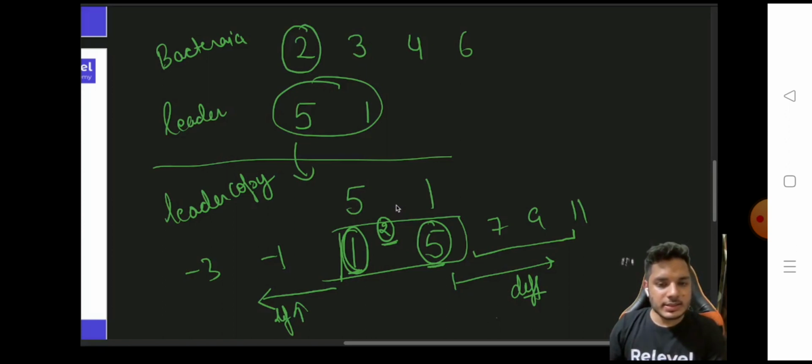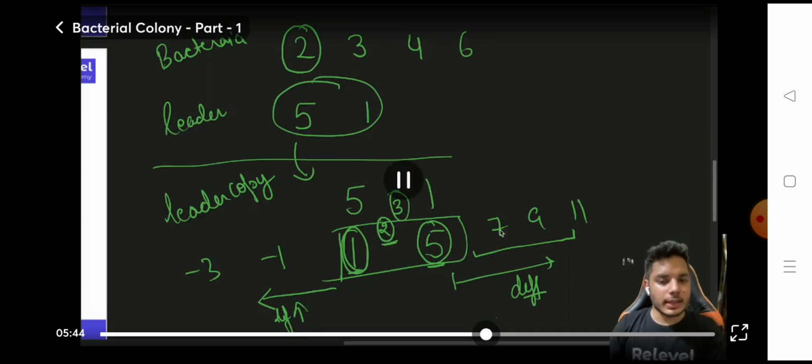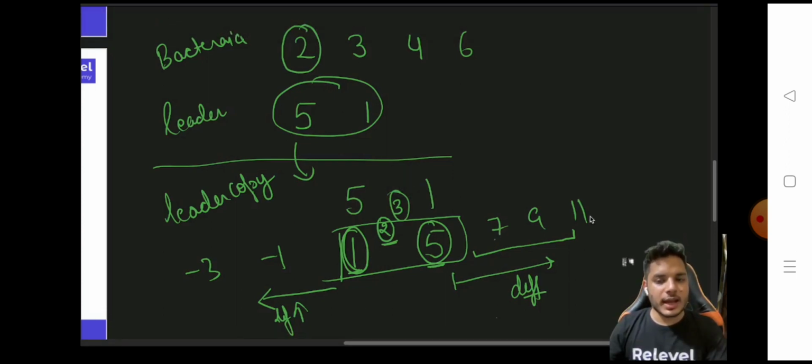Similarly, 3 is again lying between them, right? Again we can check which colony it should use, but it will be only between 1 and 5. Because if we go to the right side, 7, 9, 11, the difference will increase, and on the left side as well the difference will increase.